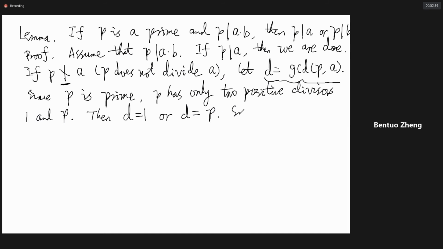But since we assumed that P does not divide A, D has to be 1. Because D is the greatest common divisor of P and A, in particular D divides A. But we know that P does not divide A, so D cannot be P, so D has to be 1. So D is equal to 1. This means the greatest common divisor of P and A is equal to 1.